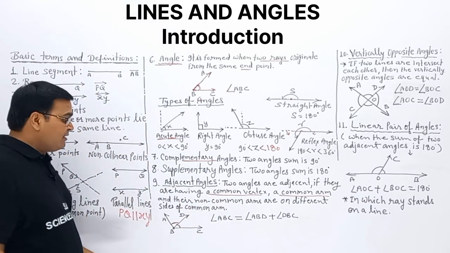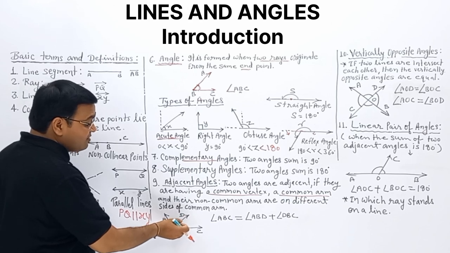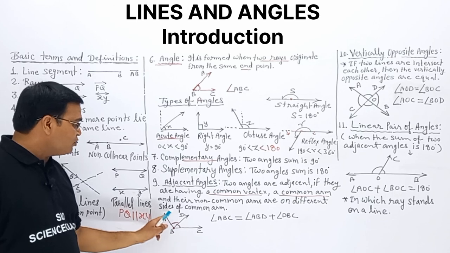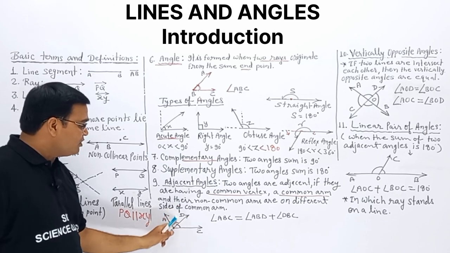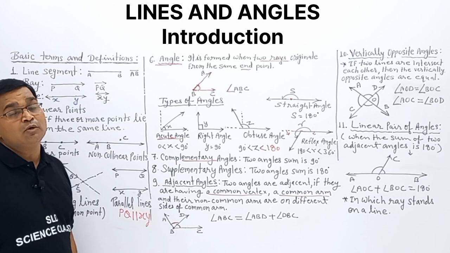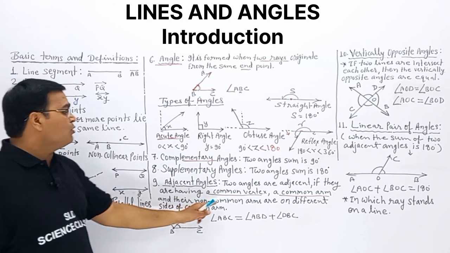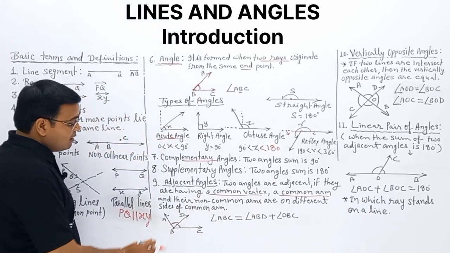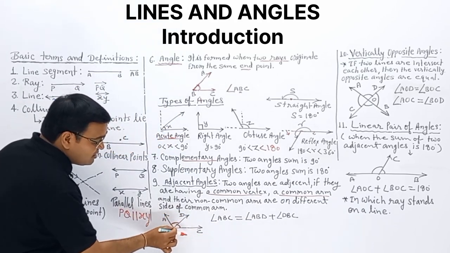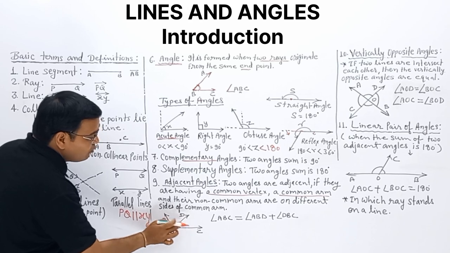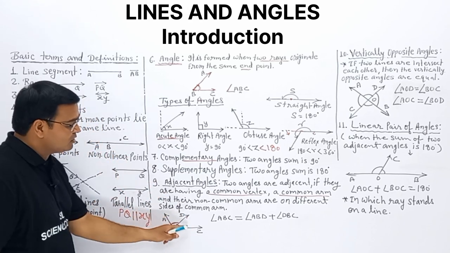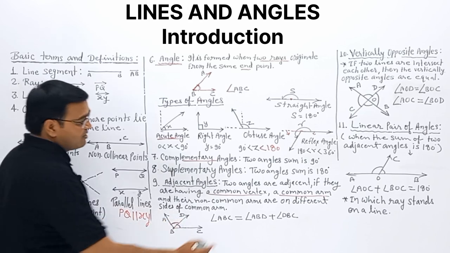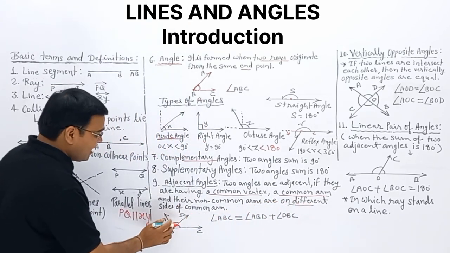When will they be adjacent? When they have a common vertex, a common arm, and non-common arms. For this angle AB and for this angle BC, they are non-common arms. Non-common arms are on different sides of the common arm. For this angle, the common arm is this one. Non-common arms are these. And both are where? On different sides of the common arm.